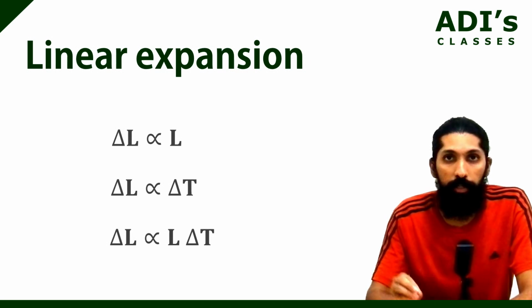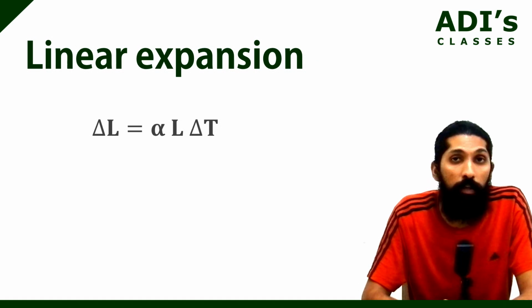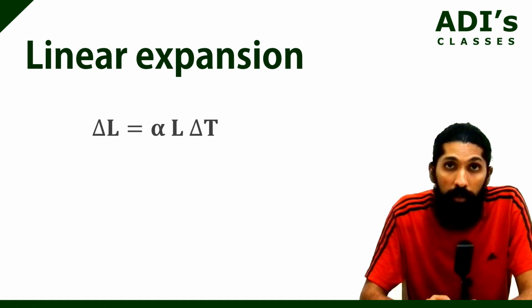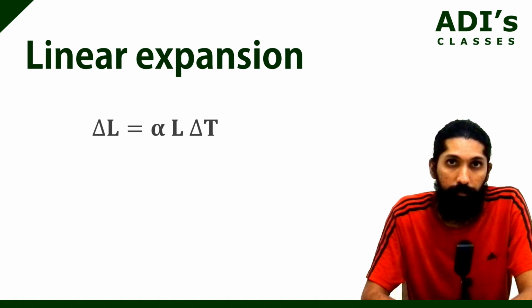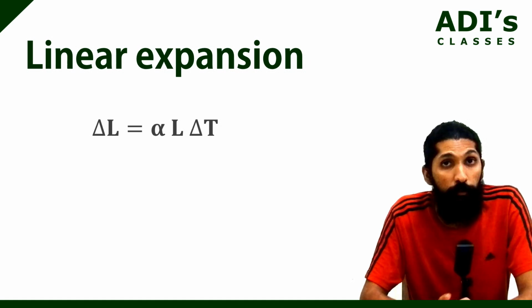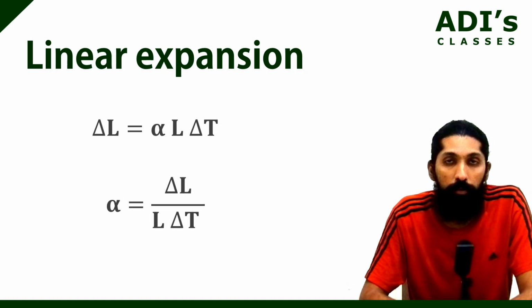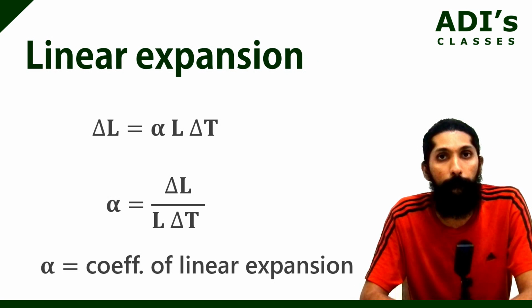Remove the proportionality, introduce a constant. We get delta L is equal to alpha L into delta T. Now that alpha is called as coefficient of linear expansion. Alright. Now, if you make alpha as the subject of formula, we get alpha is equal to delta L by L into delta T. Correct?